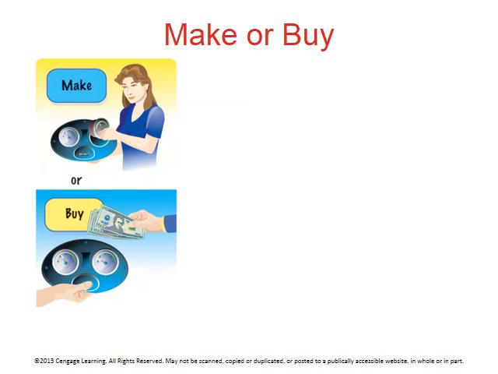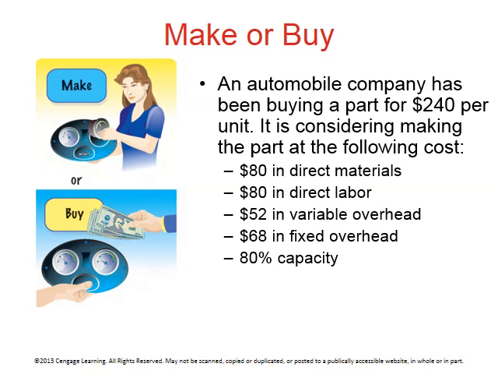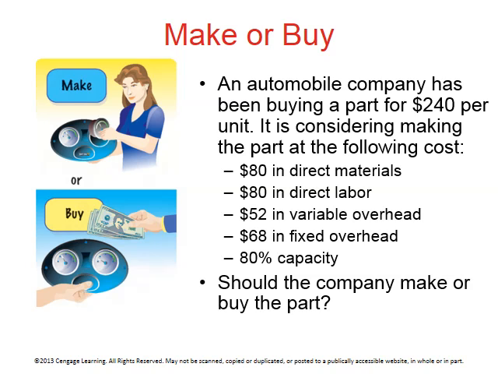Common decision also is to make or buy. So if we need a part, we can either make it or we can buy it already made. So let's use an example. An automobile company, we've been buying a part for $240. We've been considering making the part at the following costs: direct materials, labor, overhead variable, overhead fixed, and 80% capacity. Should we make or buy the part?